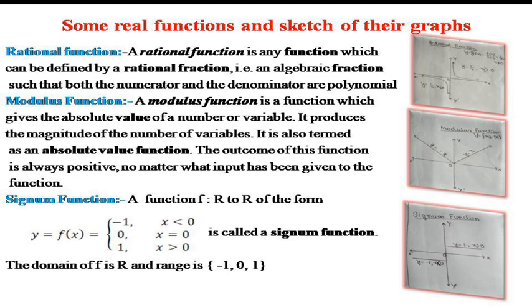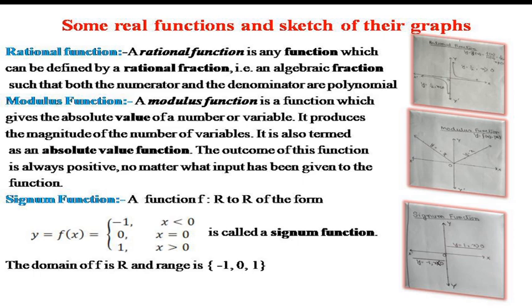A modulus function is a function which gives the absolute value of a number or variable. It is also known as absolute value function, meaning whatever may be the sign of your x, your f(x) always comes out as positive. And this can be denoted by f(x) is equal to mod x. Mod x means the value of mod x will be x if x is greater than or equal to 0 and minus x if x is less than 0. If we draw the graph of that function, you will get a straight line graph which lies above the x-axis, because there is no part on the lower part of x-axis.